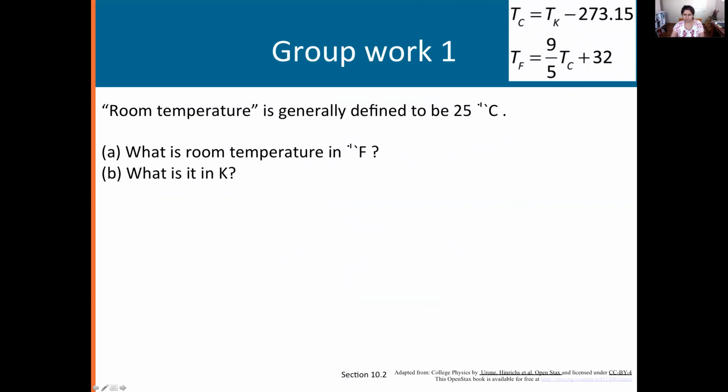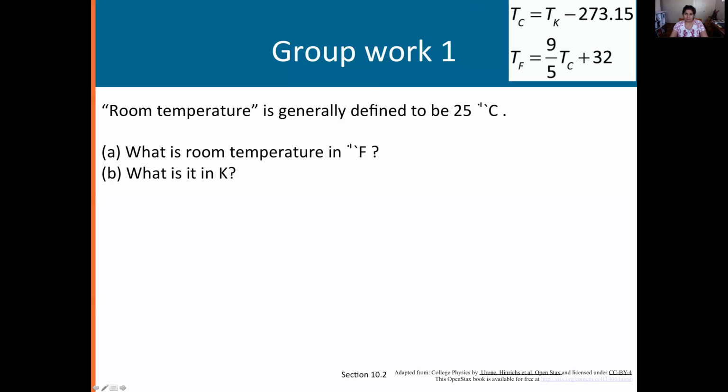So let's do a simple problem. All these problems are really quite simple. They're just using formulae. I'll just talk you through it, and then you can solve it. Room temperature is generally defined to be 25 degrees Celsius. I apologize for this funny symbol. Not sure why it didn't come properly. That's supposed to be degree Celsius. What is room temperature in degree Fahrenheit? What is it in Kelvin? And I gave you the formula here. They are not normally given with the question, so you'd be expected to know the formula.